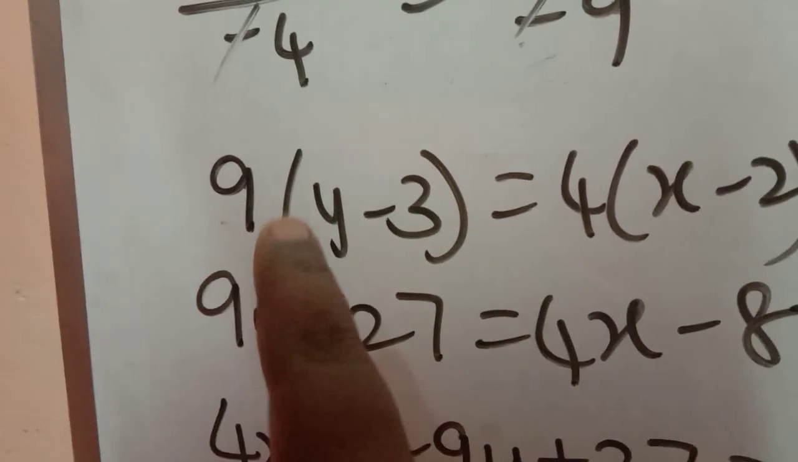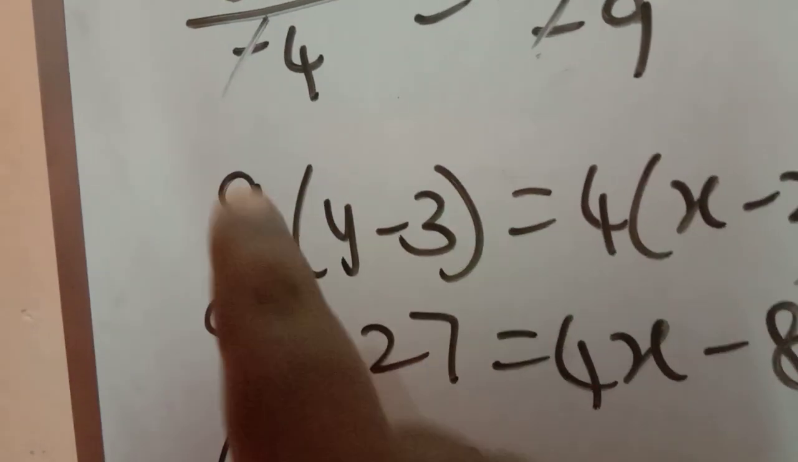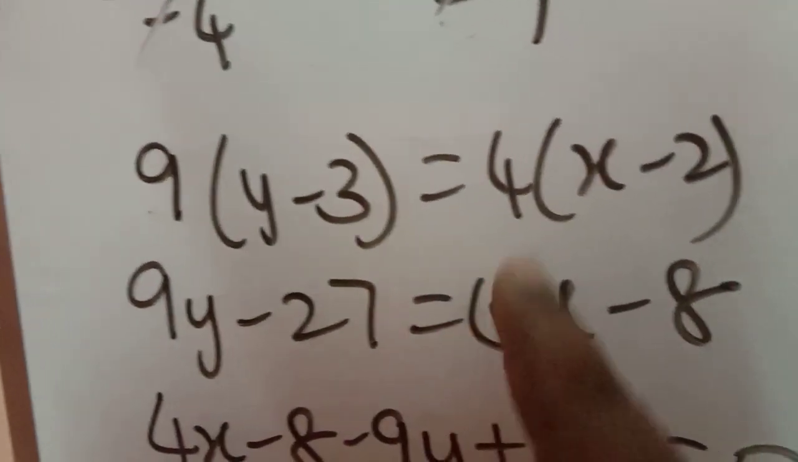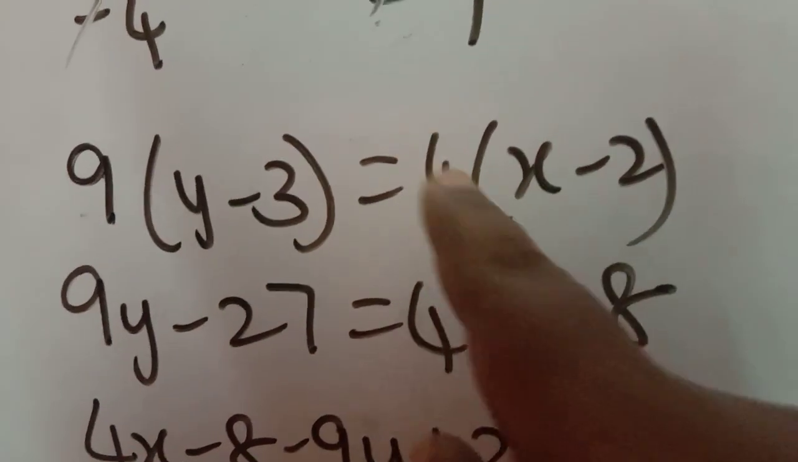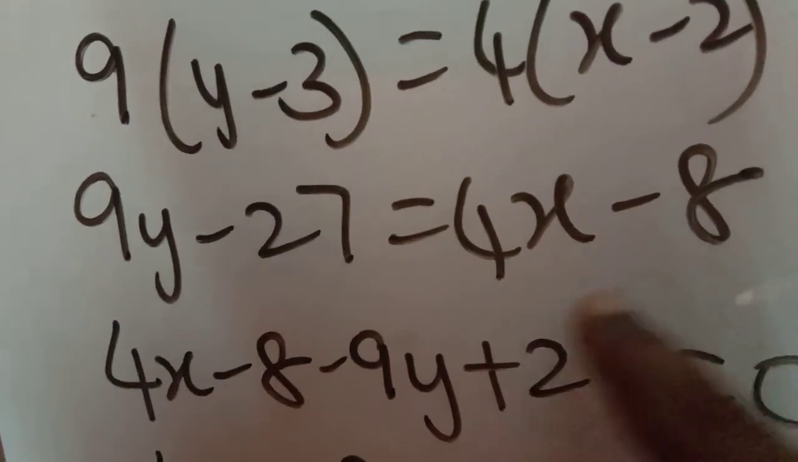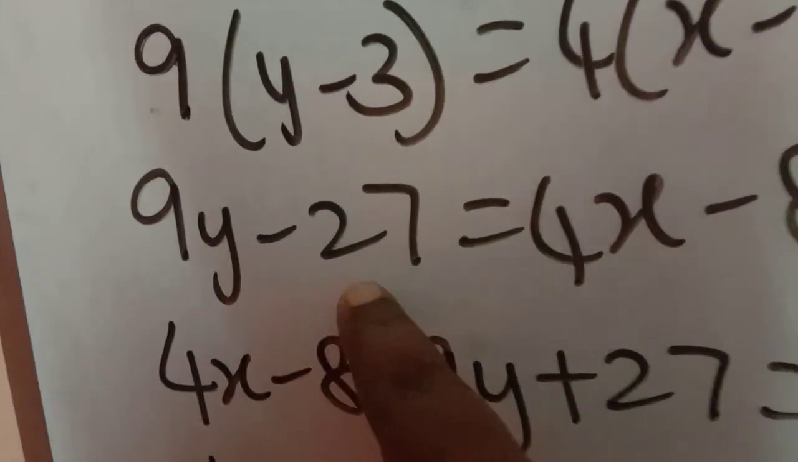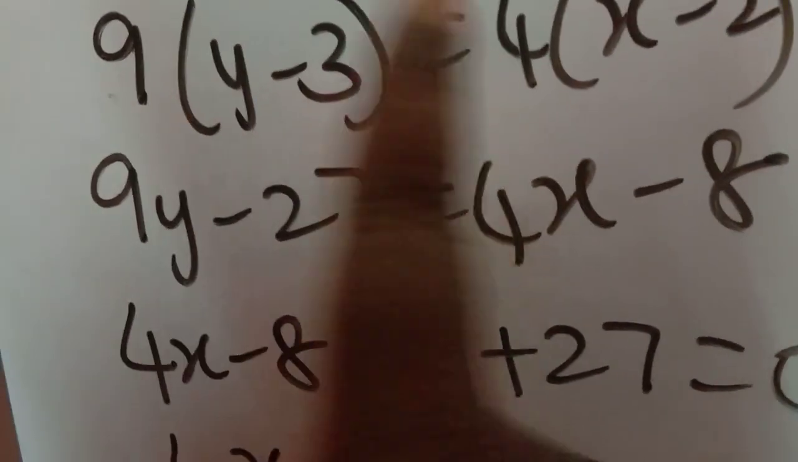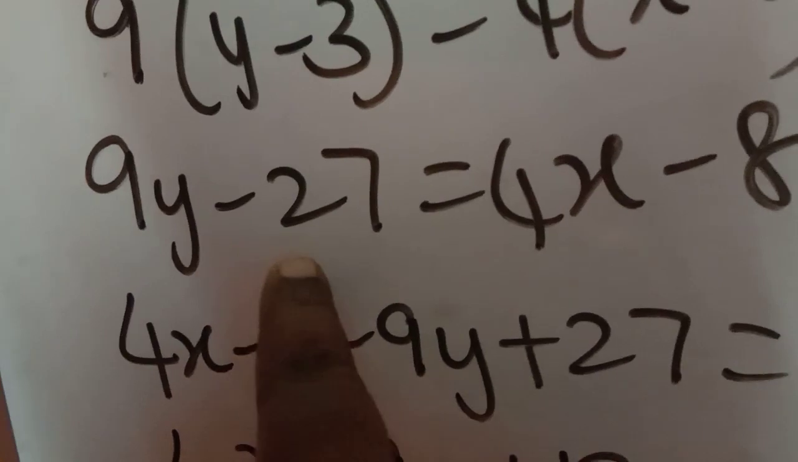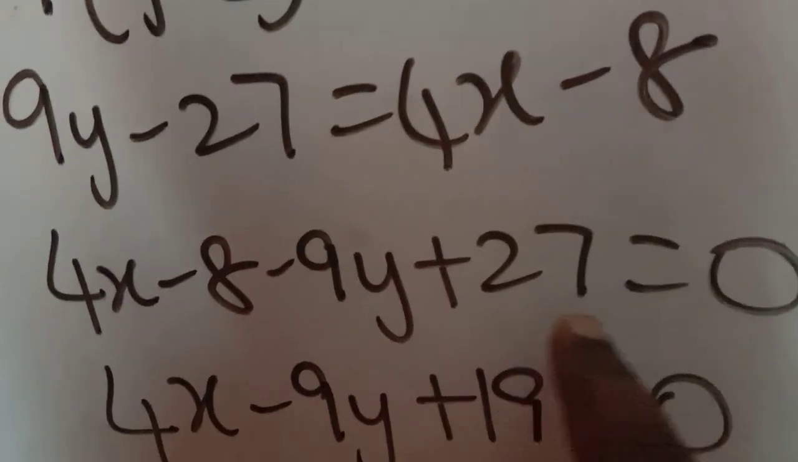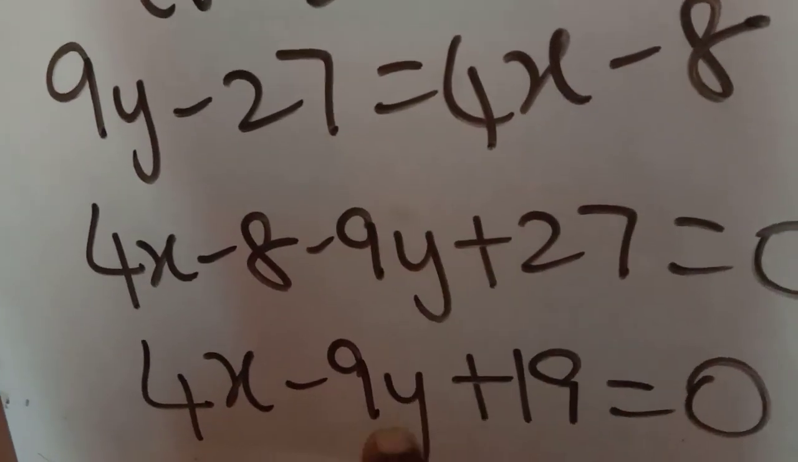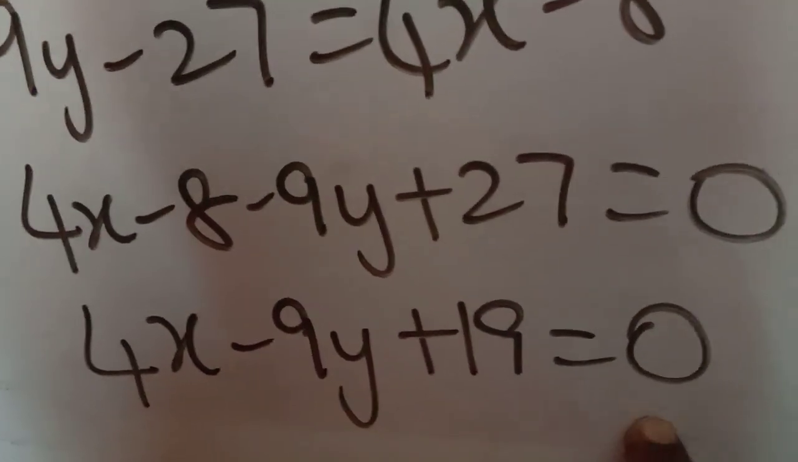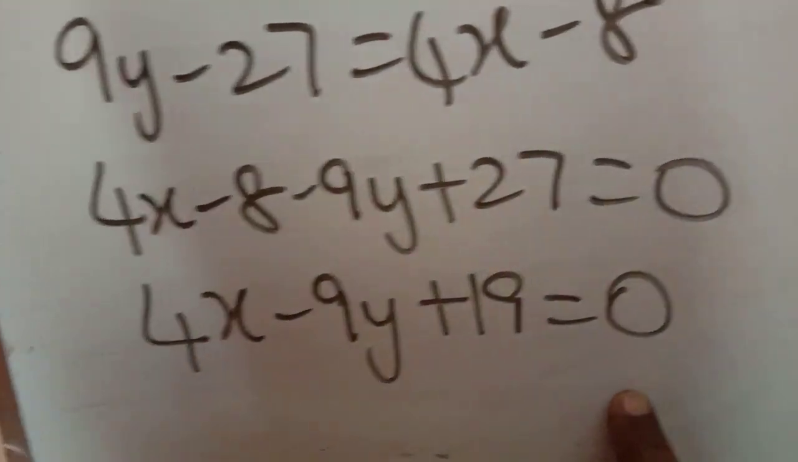Now multiply 9 with the bracket: 9y minus 9 3s are 27 is equal to 4x minus 4 2s are 8. Now x is positive, so bring these two terms to the right hand side. 4x minus 8 write as such and bring these two. Minus 9y minus 27 will come here as plus 27 equal to 0. So 4x minus 9y plus 19 is equal to 0. This is the required equation.